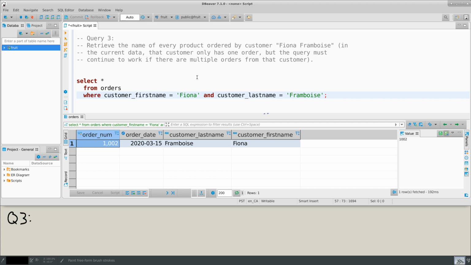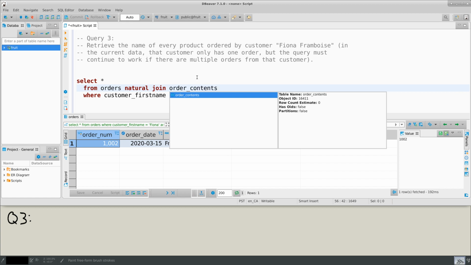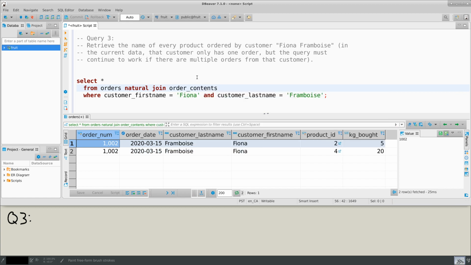And notice that there's only one of them, but you need to be writing this in a way that doesn't assume that. But it does list all of those orders. Okay, so now I need to know all of the products in all of their orders. But I guess I have this table order contents that I can use to map the order number to a product ID. So I could do natural join orders with order contents. And we'll try running that. Okay, great. So now it includes the order number and the product ID and how much of it was purchased.